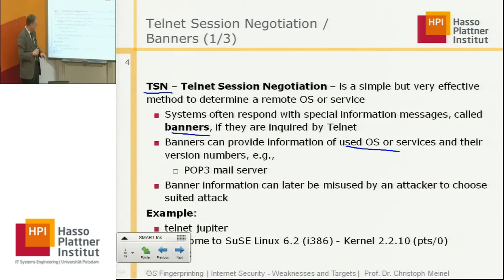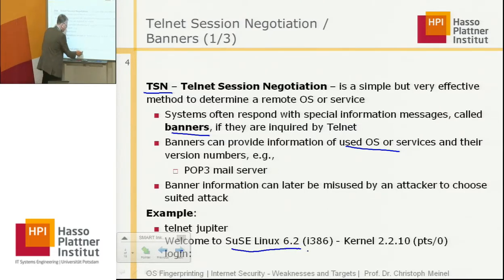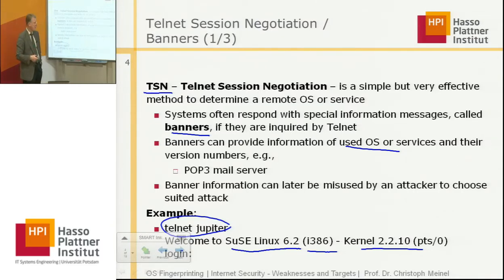Here is an example: telnet Jupiter. This is the response, and then you see, welcome to SUSE Linux 6.2, processor i386, kernel information. So this is presented to the person that sent such a telnet command. With such a simple way of sending a command, in most cases one gets complete information about the operating system, the version, and more information about the system.